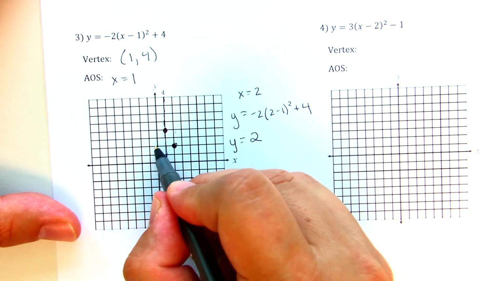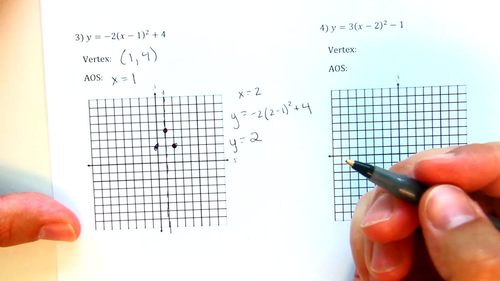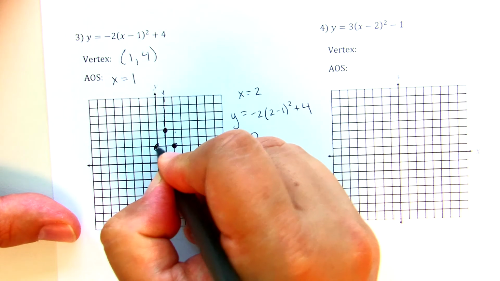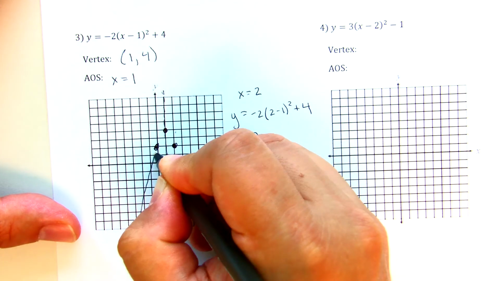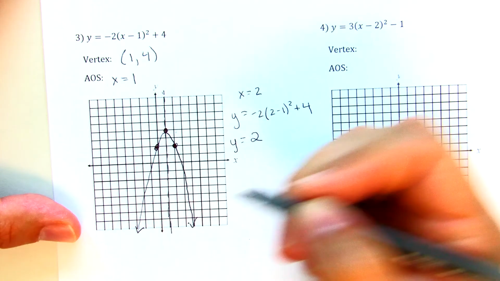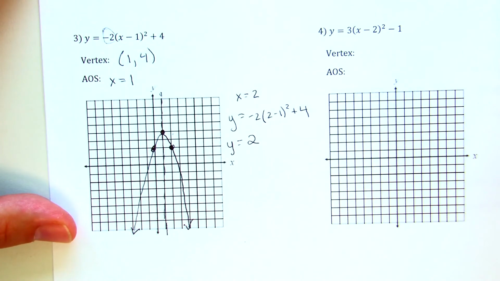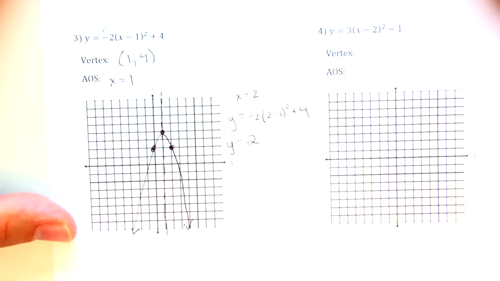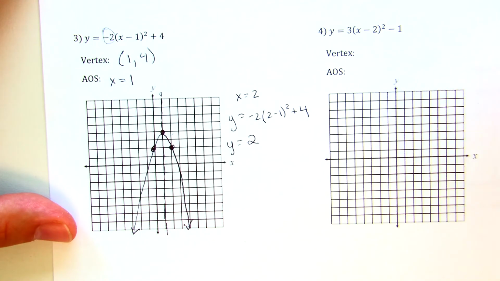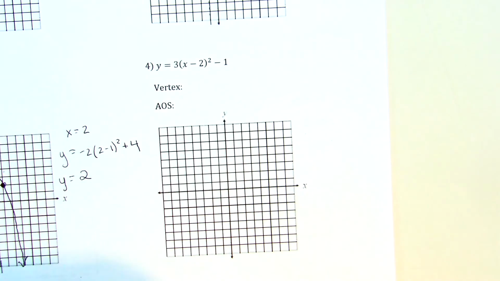Right. Okay, so first things first. Here's my symmetrical point on the other side of the axis of symmetry. And so now it looks like I've got a downward facing parabola, and that makes sense because this number here outside the squared part of the function is negative, and so that's going to tell me that the function is going to be downward facing. All right, let's do one more.